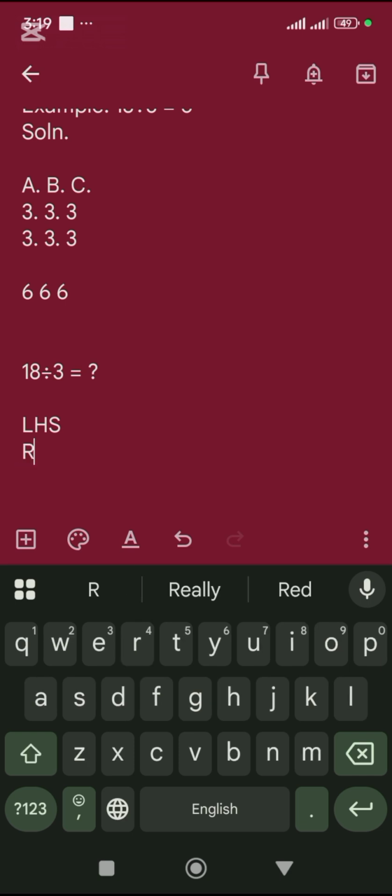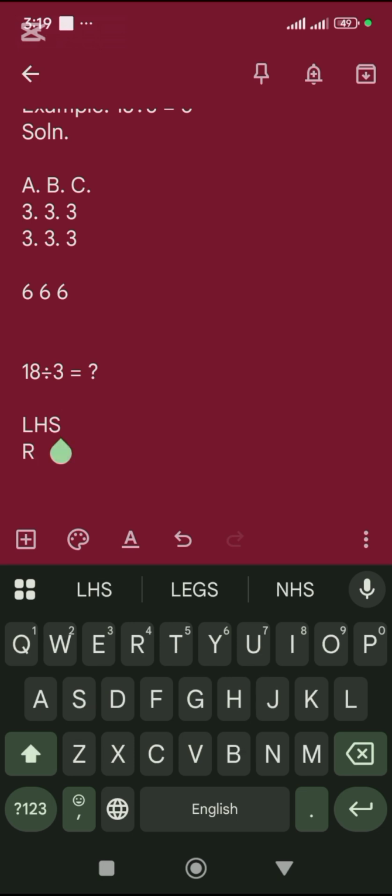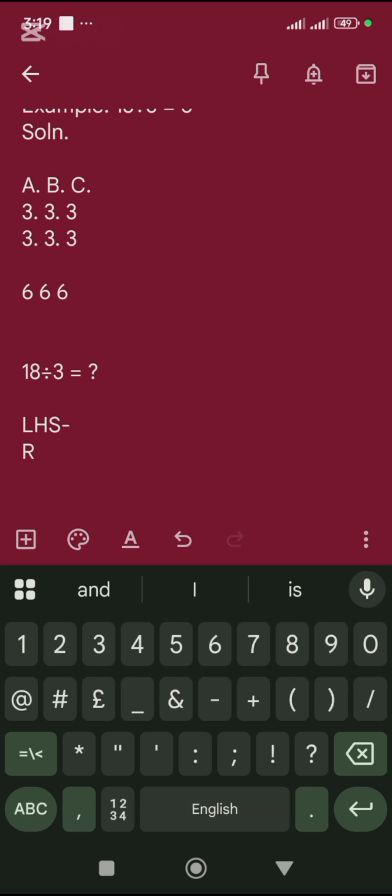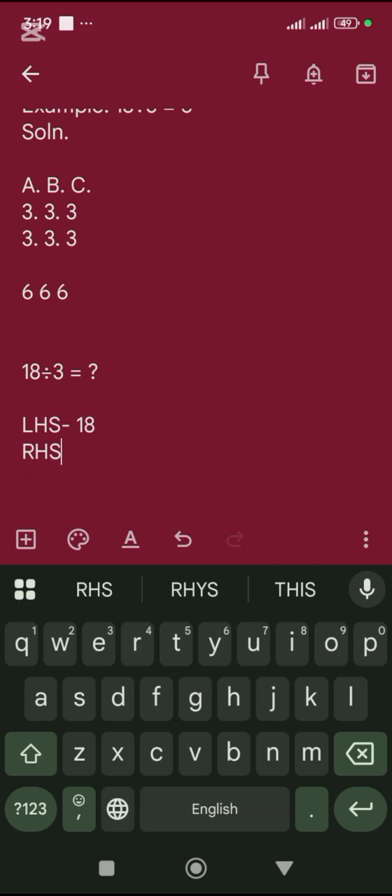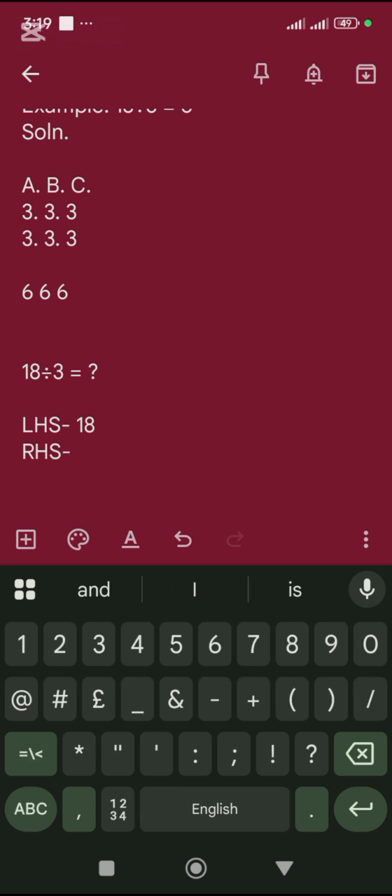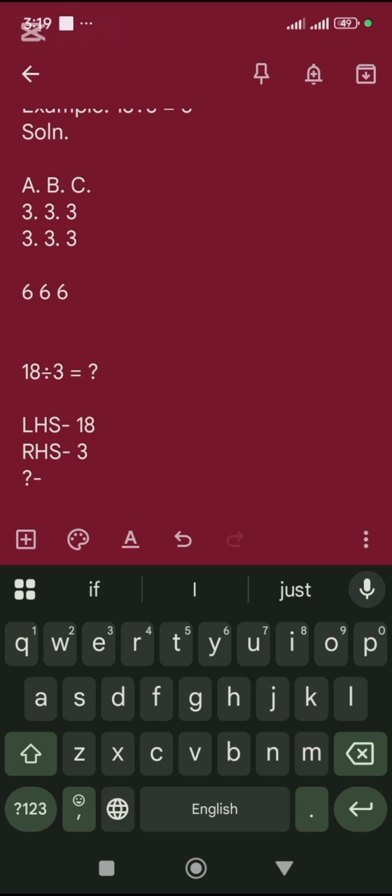I know that when you have an equal sign, it divides it into left and right hand side, but I'm just using this to explain for you. So the left hand side in this case is 18, the right hand side in this case is 3, so that your question mark is outside the equal sign.